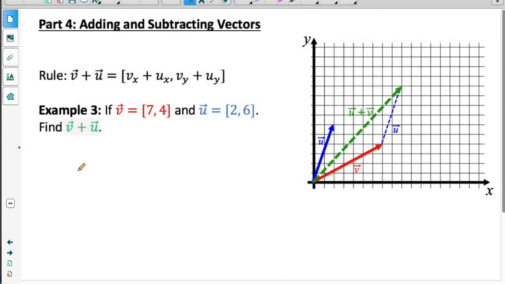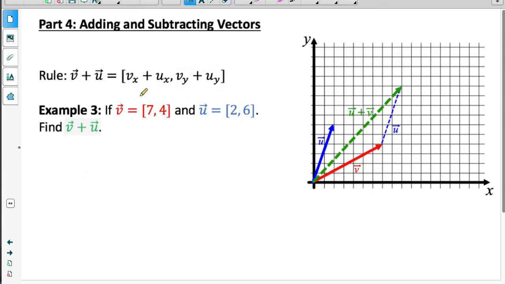Part 4, adding and subtracting vectors. So now that we're working with the Cartesian coordinate system, adding and subtracting vectors is actually really nice. We no longer have to take out our rulers and measure and reposition vectors and do all that stuff. We can just use the coordinates and algebraically define what the sums and differences of vectors are. And the formula for adding vectors is actually really straightforward. To get the x component of the position vector, you just add the x coordinates of vector v and u. And to get the y component of the position vector, you just add the y coordinates of the vectors. And that gives you the position vector v plus u.